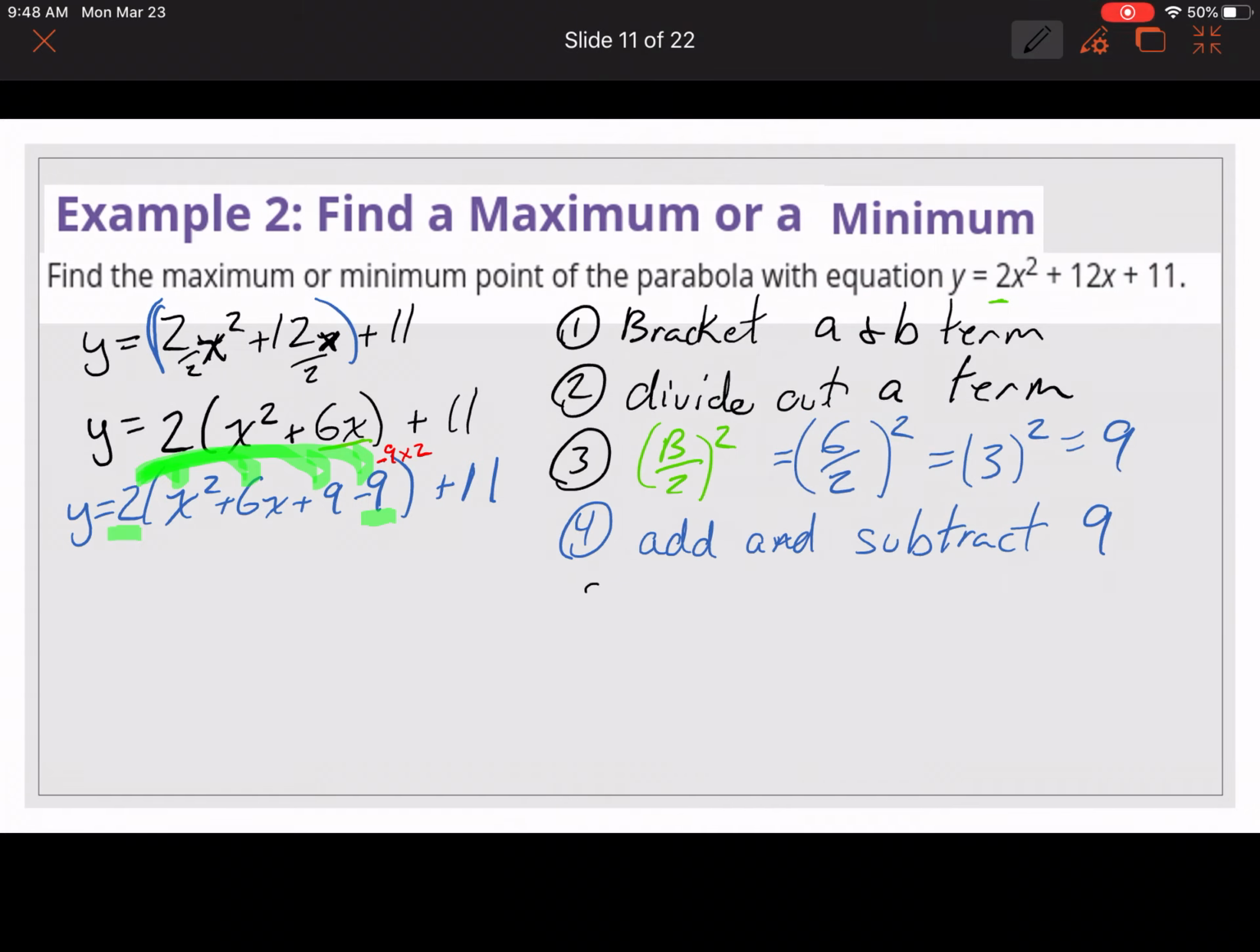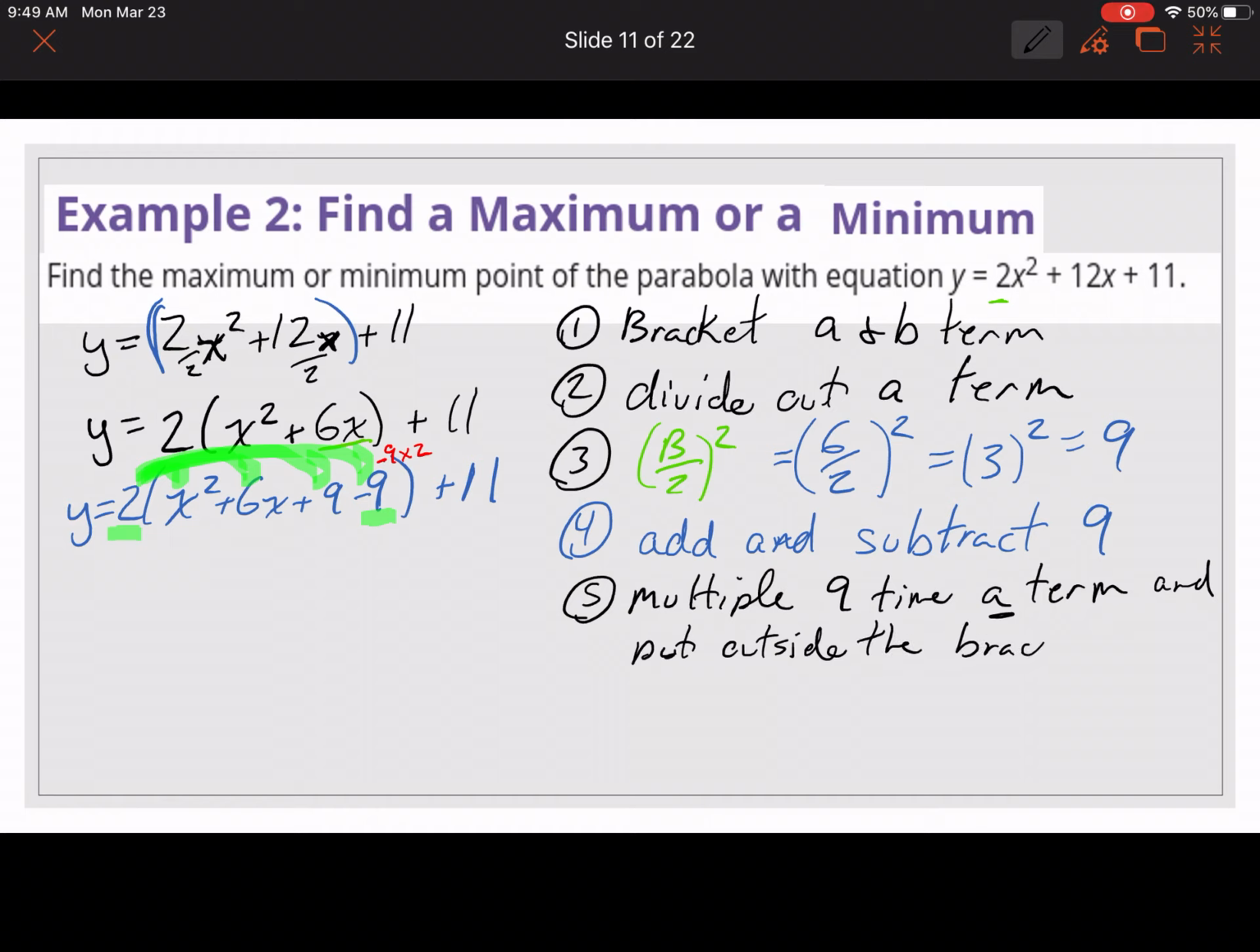So our next step: that 9, whatever number that b divided by 2 squared is, I'm just saying 9 here, but whatever that b divided by 2 all squared number is, needs to be multiplied by the a term and put outside the brackets, remembering that it is a minus. So let's see what that looks like.